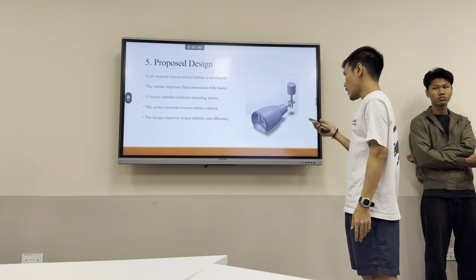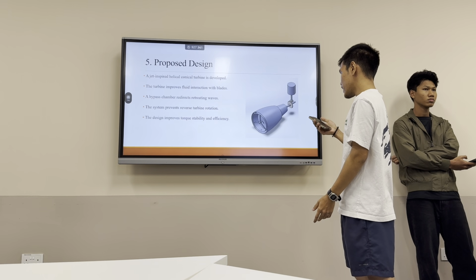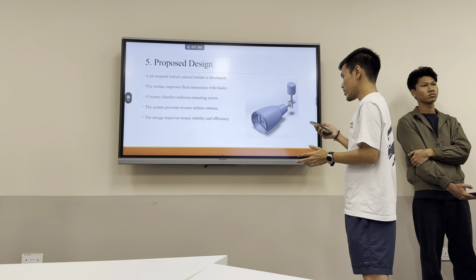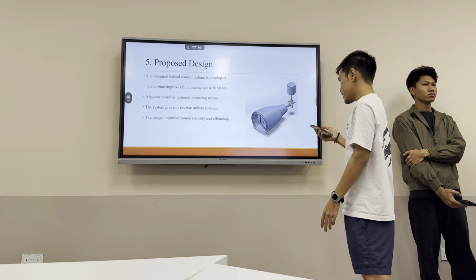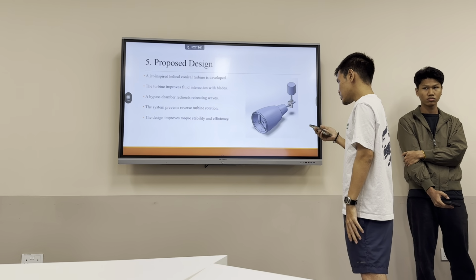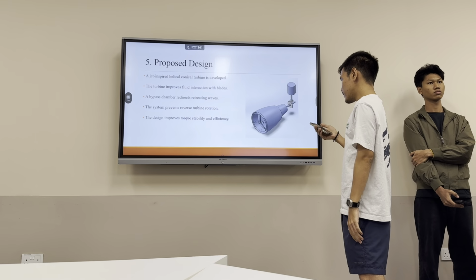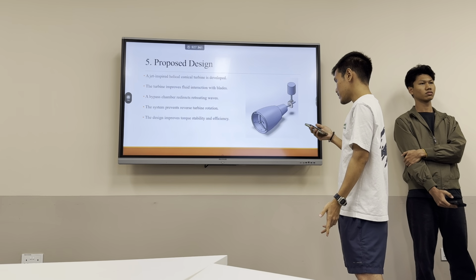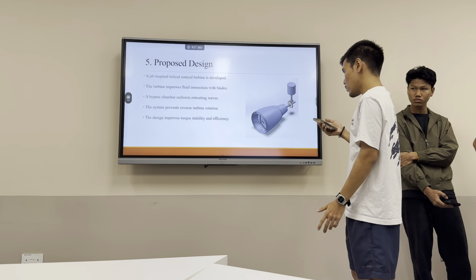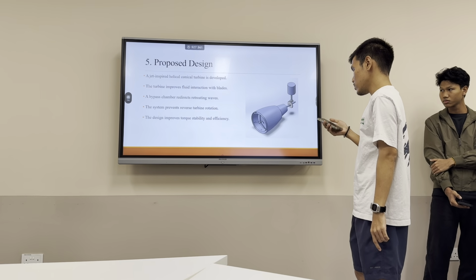Now, I will explain our proposed design. Our design introduces a jet-inspired helical turbine. This turbine is different from traditional turbines because of its helical and conical blade structure. The helical shape increases the interaction between the fluid flow and the turbine blade. Because of the improved interaction, the turbine can generate more torque even when the water flow speed is relatively low.